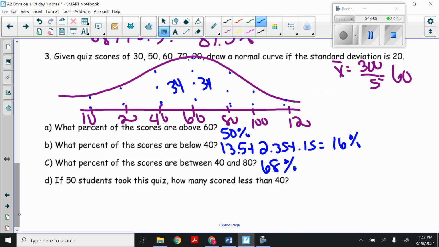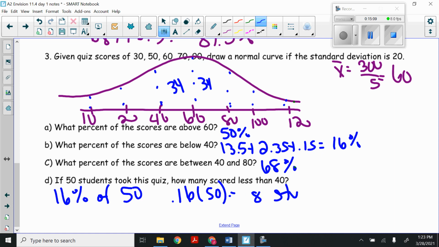B, if 50 students took this quiz, how many scored less than 40? Well, we know that less than 40 was 16%. So basically we're asking, what is 16% of 50? So 0.16 times 50 means 8. So 8 students scored less than 40 if 50 students total took that test.